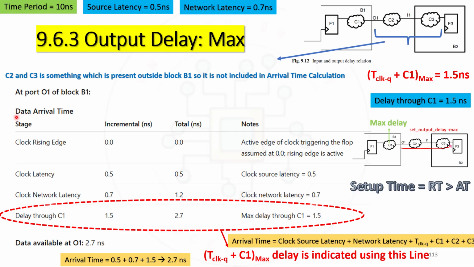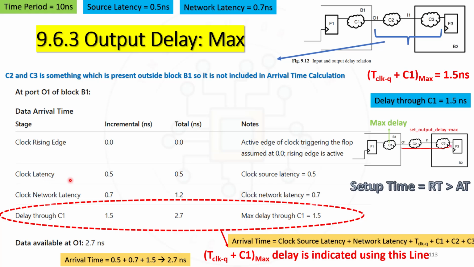Now let us try to understand about data arrival time. So these are the same values which we are continuing as of now. Time period is 10 nanosecond, source latency is 0.5 and network latency is 0.7 nanosecond. So this is the figure which we are considering. First one, clock rising edge. So we are considering the first trigger. The active edge of the clock triggering the flop is assumed at 0. So rising edge is at 0.